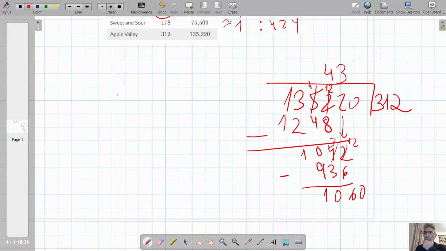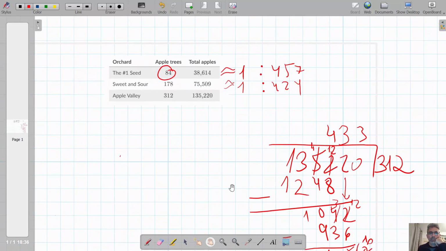Okay, 1,000. 3 times, right? So 3 times is 936. So this becomes 5. This becomes 10. 10 minus 6 is 4. 5 minus 3 is 2. Okay. So here we are talking about a ratio of approximately 1 to 433.